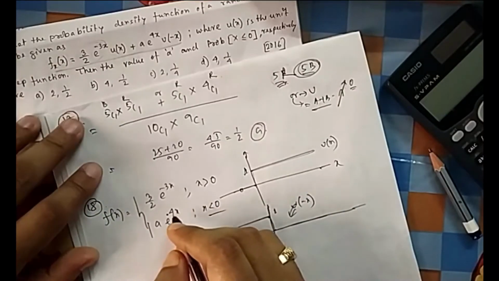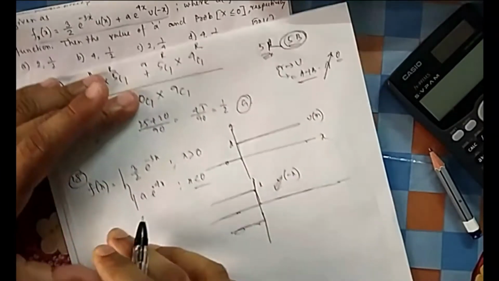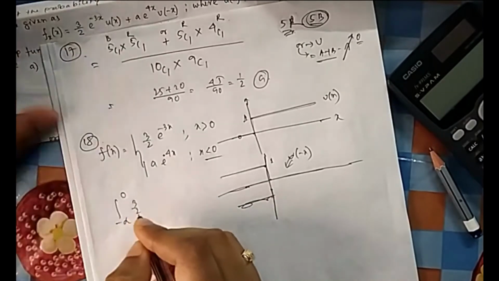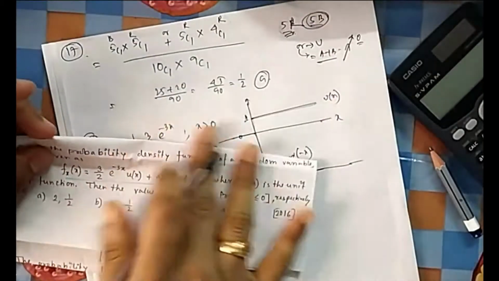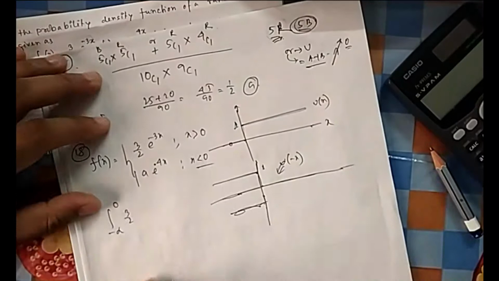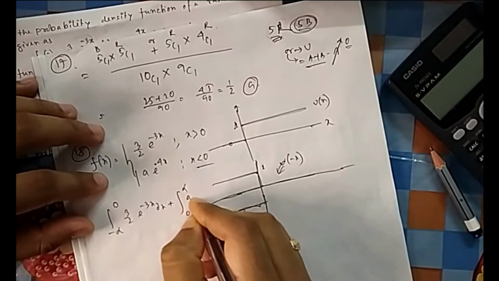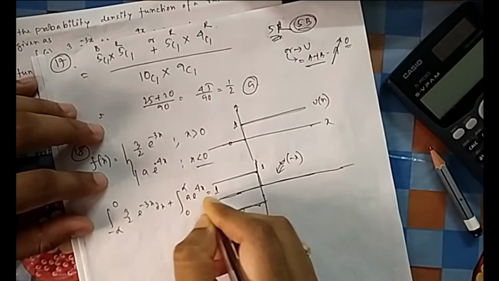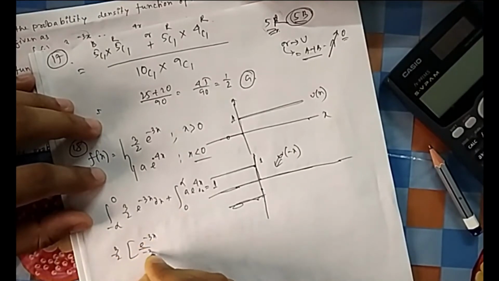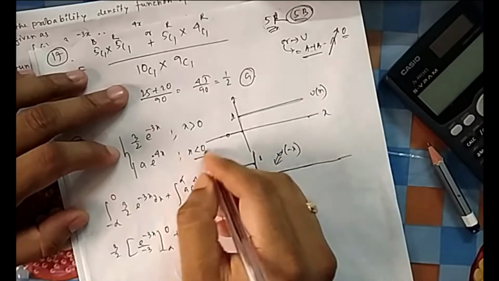You don't know a, so first you find the value of a, then the probability. So how to find a? You know the total probability is always 1, and for a continuous random variable you can take the integration. They have not given any boundary for x, so x can take any value, from minus infinity to infinity. So minus infinity to 0 of a e to the power 4x, plus 0 to infinity of 3 by 2 e to the power minus 3x, equals 1. If you do this, 3 by 2 e to the power minus 3x by minus 3 from 0 to infinity.